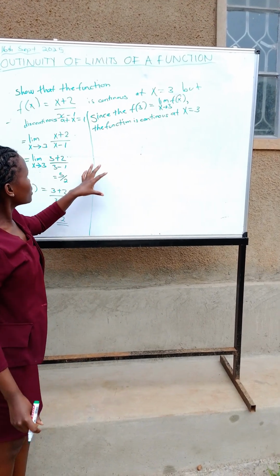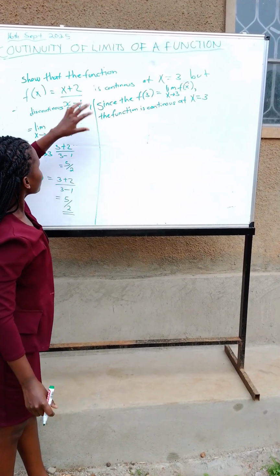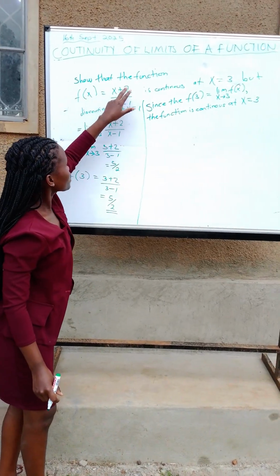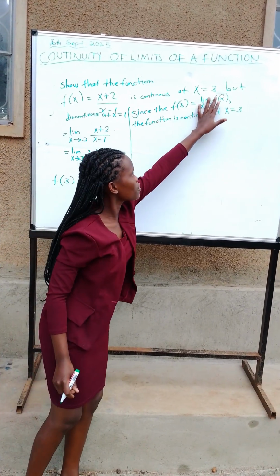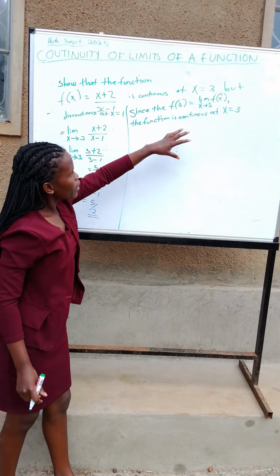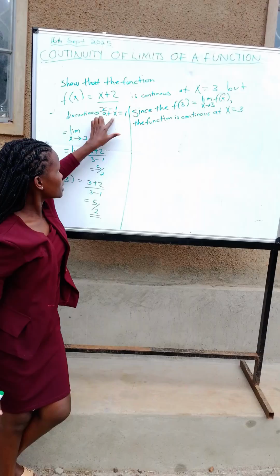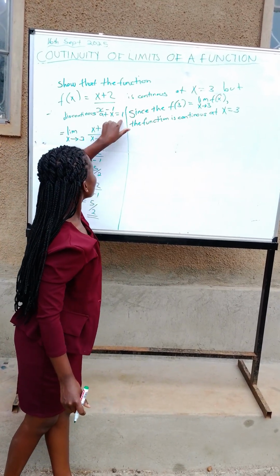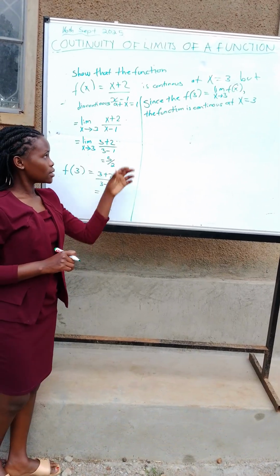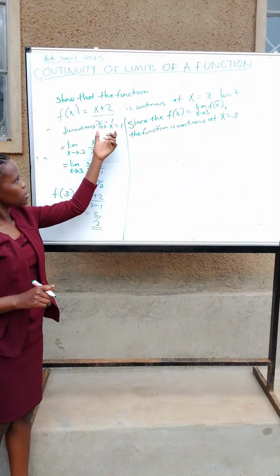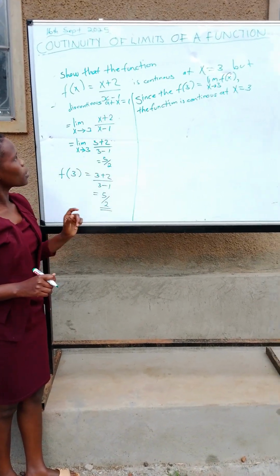Then the question continues. Remember, we have been calculating from here, show that the function f of x is continuous at x is equal to 3. And now we are going on to this part, but discontinuous at x is equal to 1. Discontinuous means the function is not continuous at this point. They are telling us to test whether this function is discontinuous at x is equal to 1.